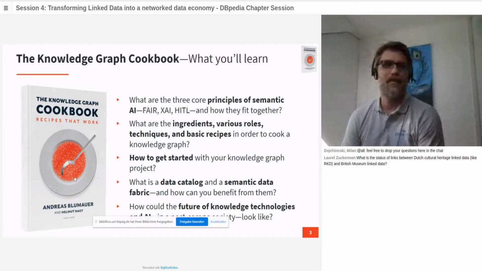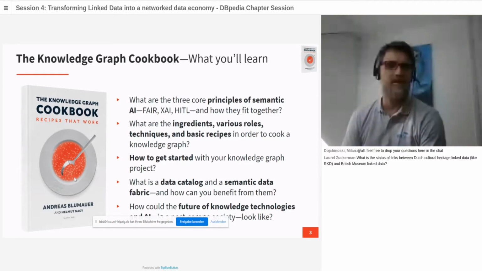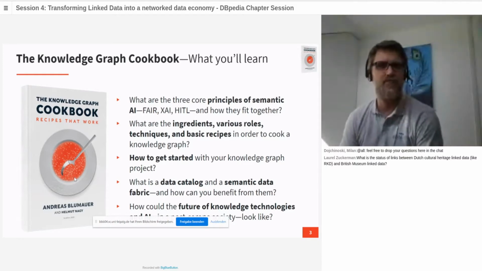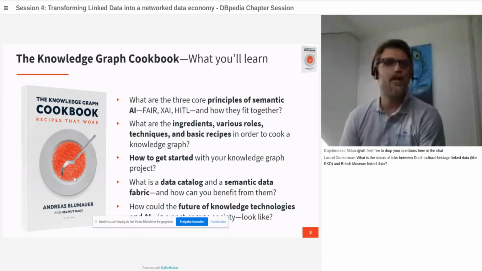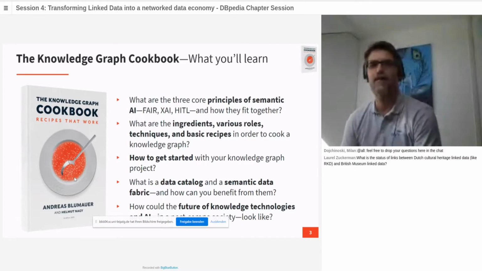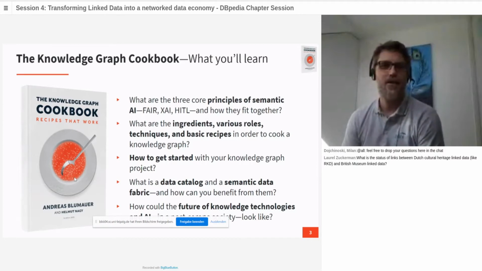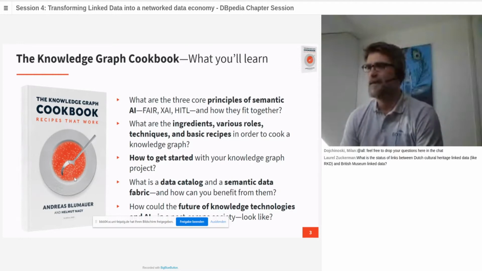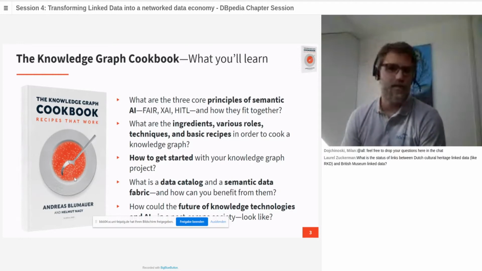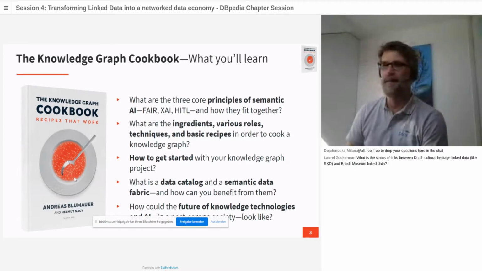And the third one is how to get started, because we very often get a question. So this book also is based on really lots of knowledge graph, industrial knowledge graph projects. And very often the question pops up, how can we start? What's the starting point with a knowledge graph? So that's also part of the book. And then what is a data catalog? What is a semantic data fabric? Maybe you have heard about that term. We hear that also more and more often. And what are future knowledge technologies that we can use and how that fits together.